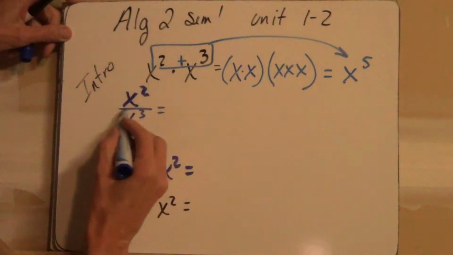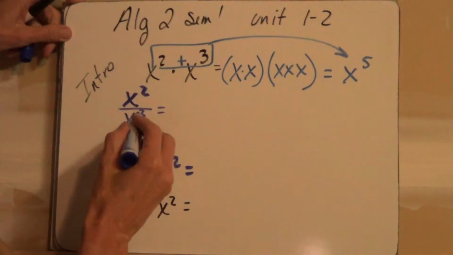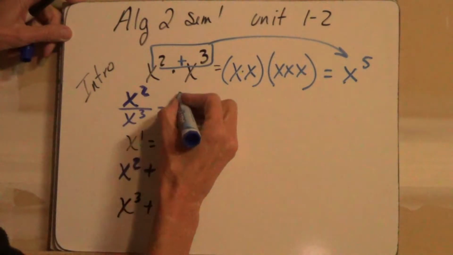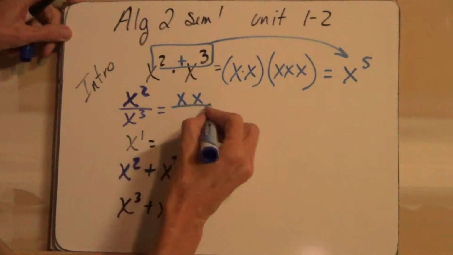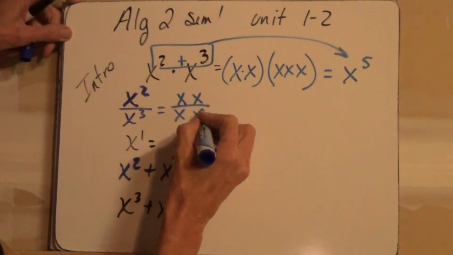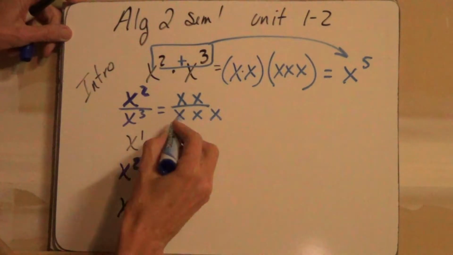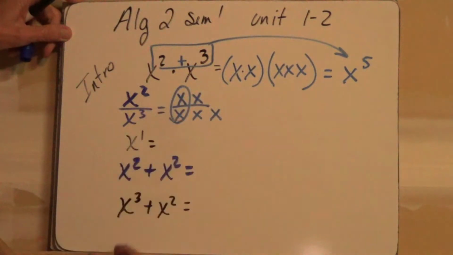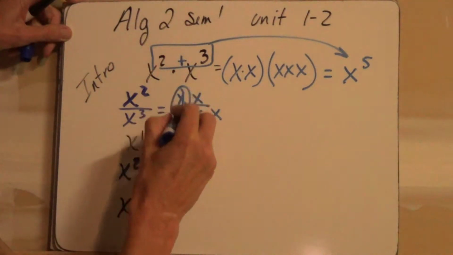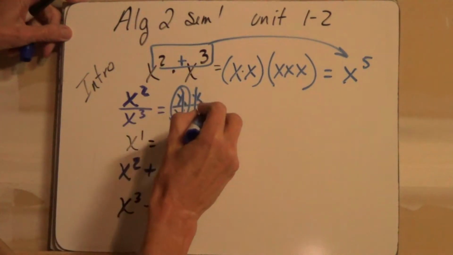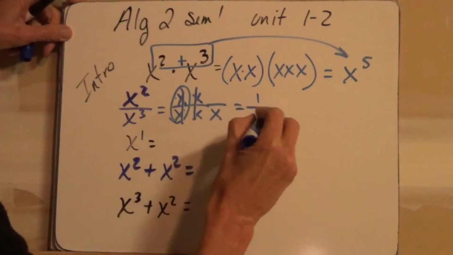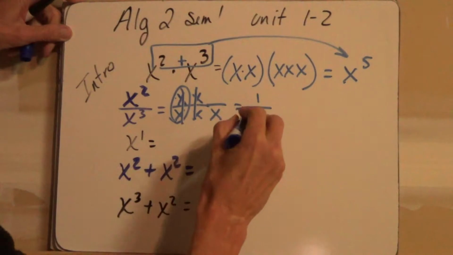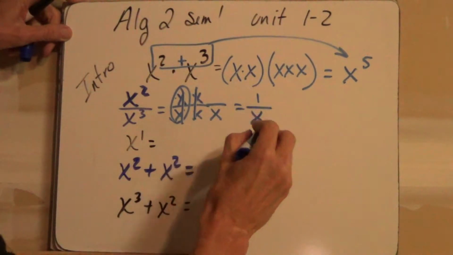Now, in this one kids struggle a little bit more with how it really works. If you've got x times x on the top, x squared, over x times x times x, we know anything over top of itself is equal to 1. So that cancels to be 1, that cancels to be 1. So we have 1 times 1 on top, and we have an x on the bottom.